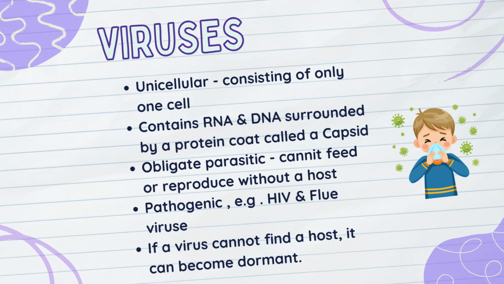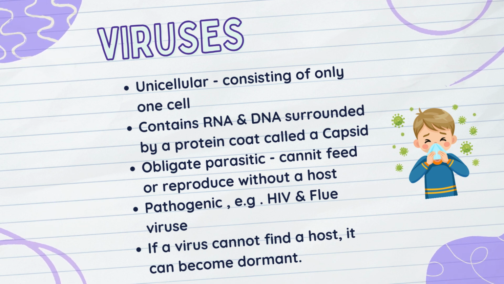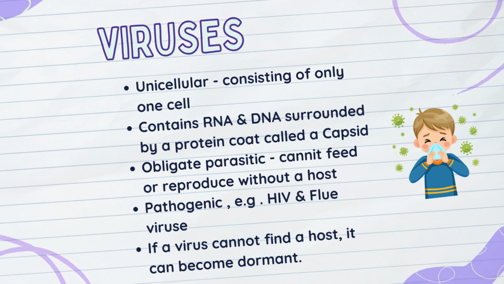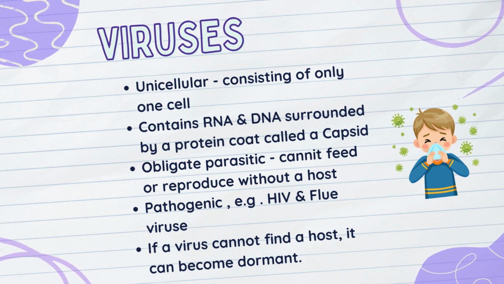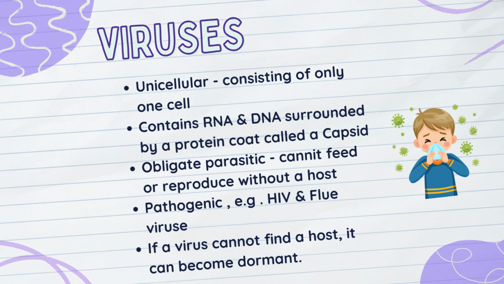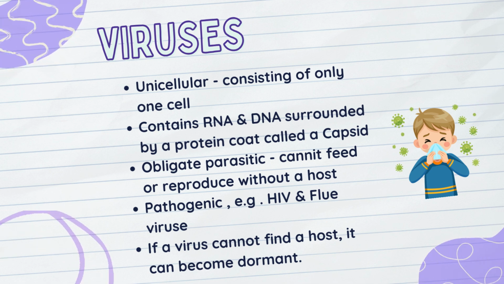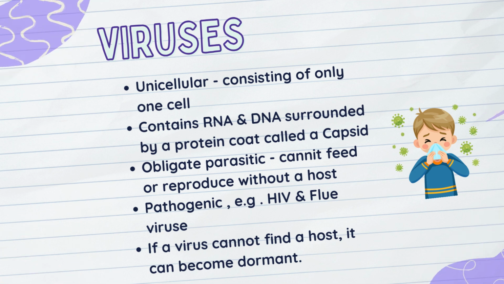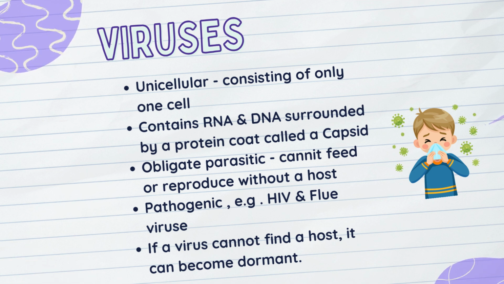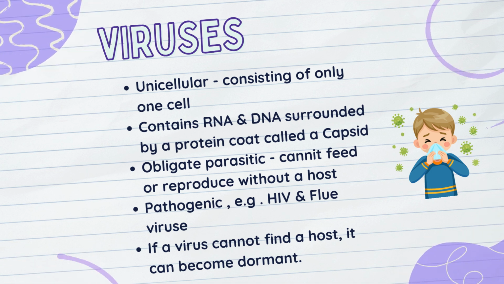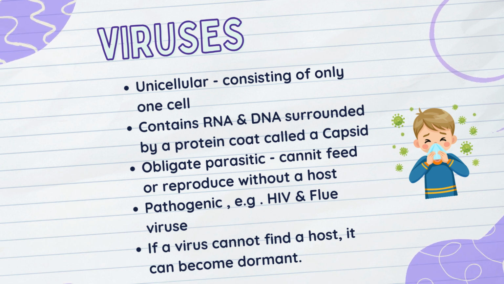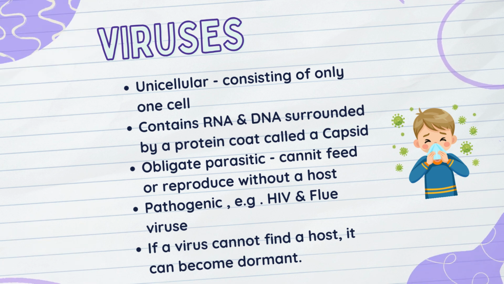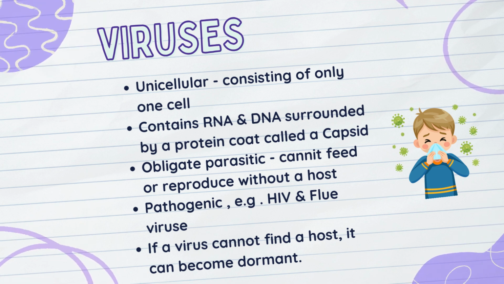They are obligate parasites, meaning that they cannot feed nor reproduce without a host. A host is any other living organism that is infected by the virus. And they are also pathogenic. Pathogenic means that they cause diseases. Examples of diseases that are caused by viruses are HIV and influenza, also known as the flu virus. And if a virus cannot find a host, it just remains dormant. Until you are infected with a flu virus, that virus is dormant.